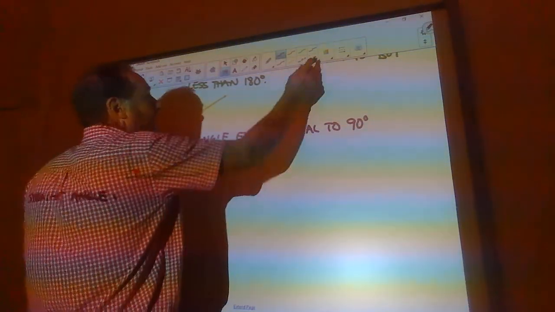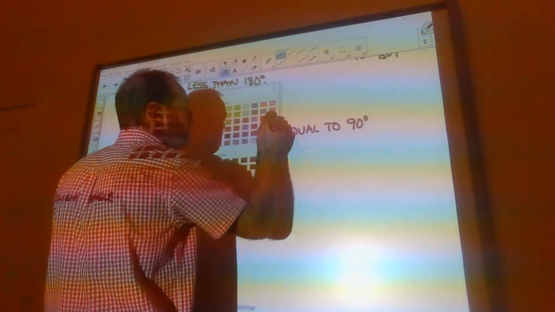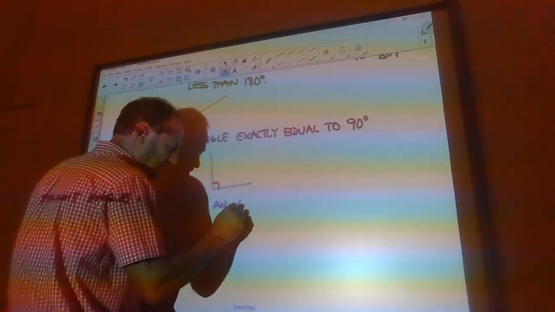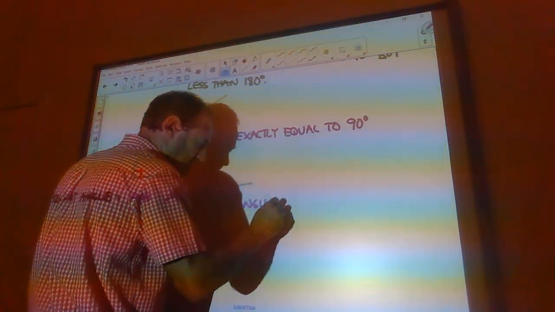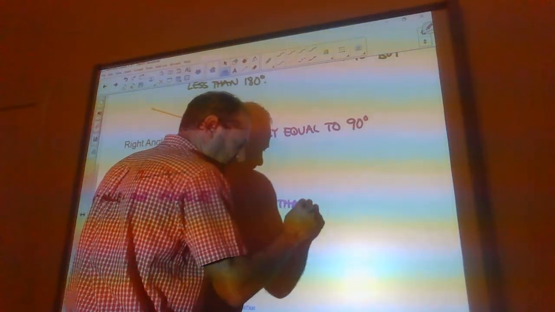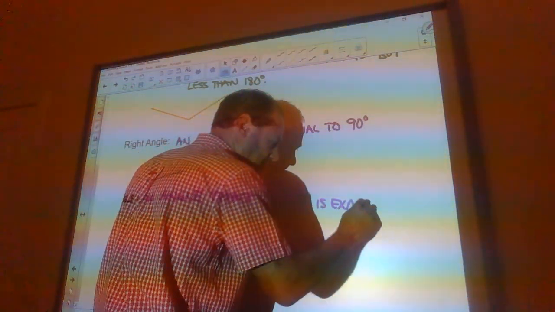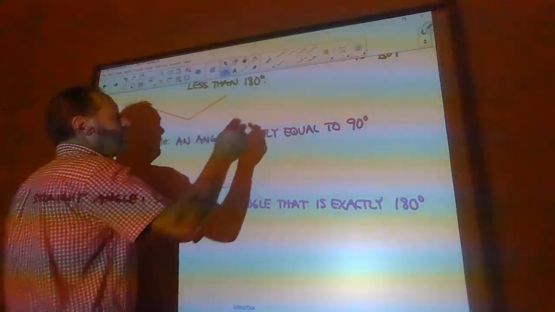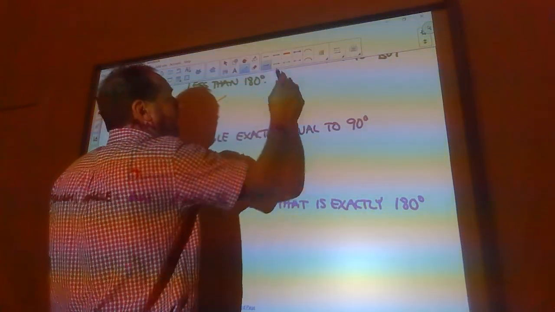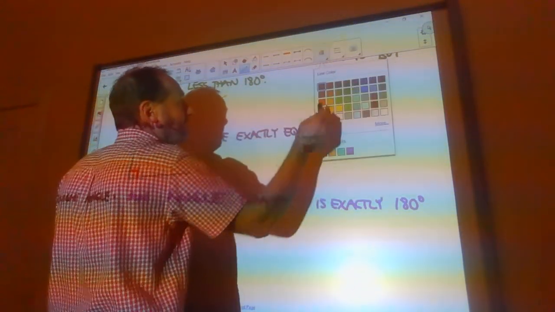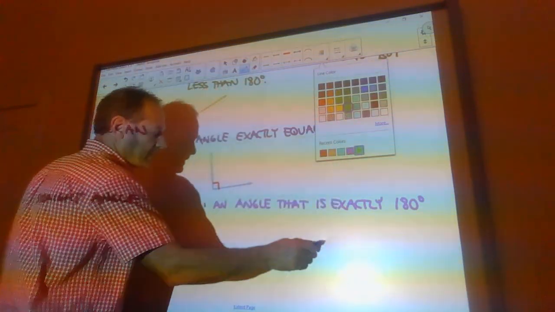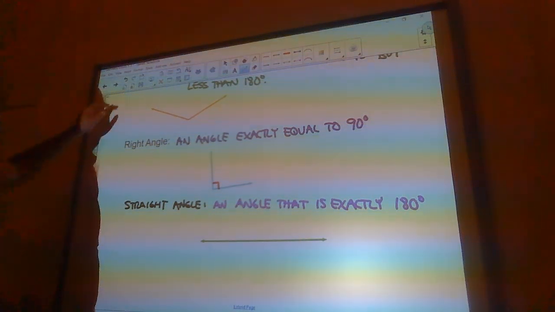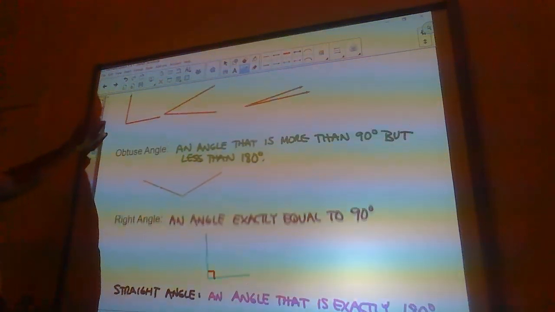Okay, a straight angle is an angle that is exactly 180 degrees. Okay, and a straight angle looks just like a line, like this. There's a straight angle. Okay? So those are my different kinds of angles: straight, right, obtuse, and acute.